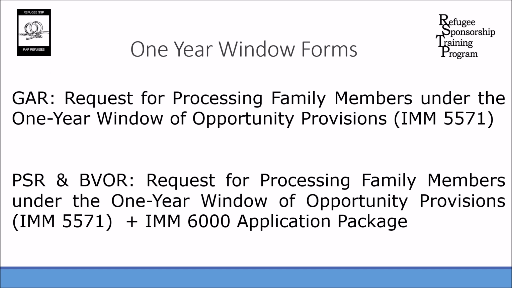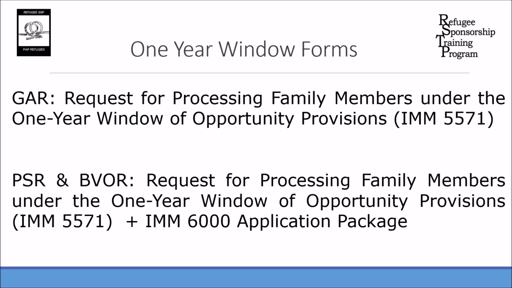The individual that is in Canada, regardless of whether they came as a government-assisted refugee, a privately sponsored refugee, or a blended visa office referred refugee, they must include a copy of their permanent residence card or confirmation of permanent residency letter with the application package. And where you send the forms differ depending on whether they are a government-assisted refugee, a PSR, or a BVOR. So please check the one-year window instruction guide for further information on where to send the one-year window application package.